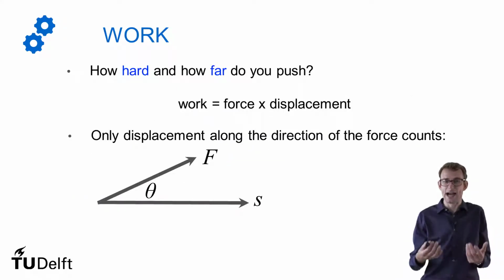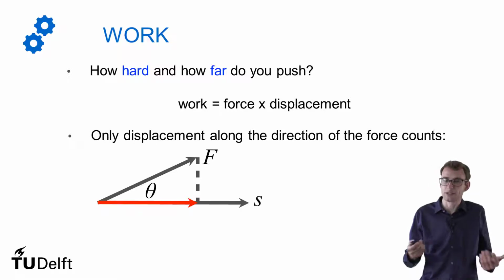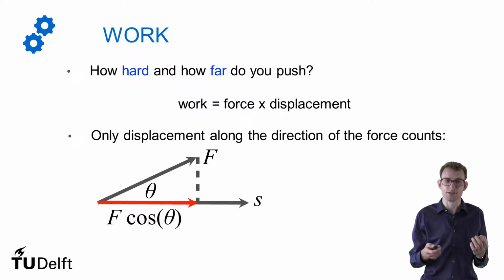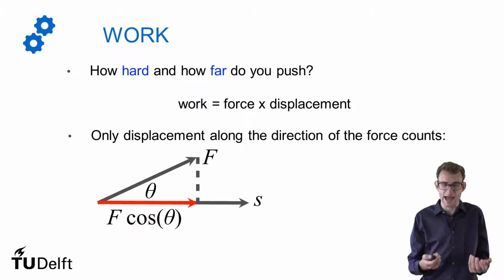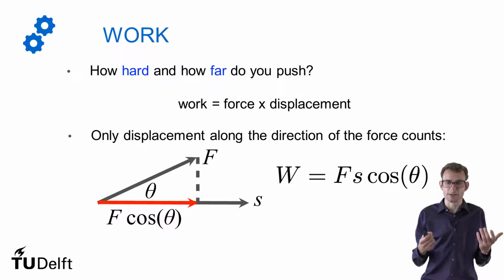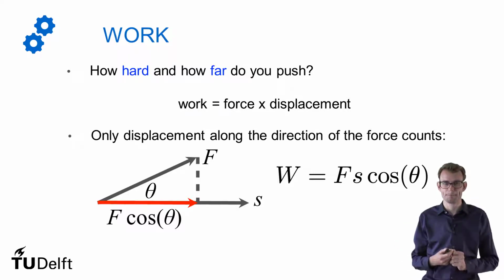So to get the actual amount of work, what we need is the component of the force in the direction of the displacement. Fortunately, calculating that is pretty easy. We project the force on the displacement. That simply gives us the force times the cosine of the angle that it makes with the displacement. So to calculate the work done, you take the force times the displacement times the cosine of the angle between them.